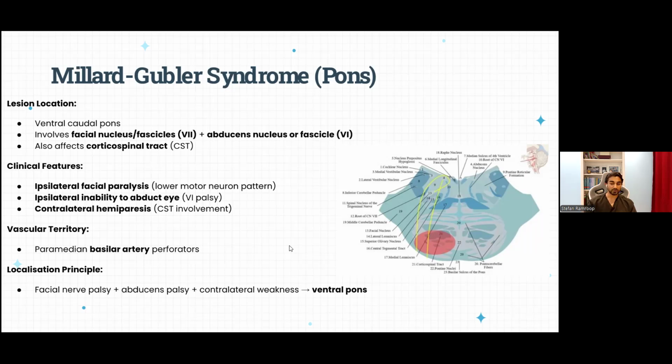So what makes Millard-Gubler so useful clinically is the simultaneous involvement of 6 and 7. If both are affected together, the lesion must be in the pons, and if they are accompanied by contralateral weakness, the lesion must be ventral.